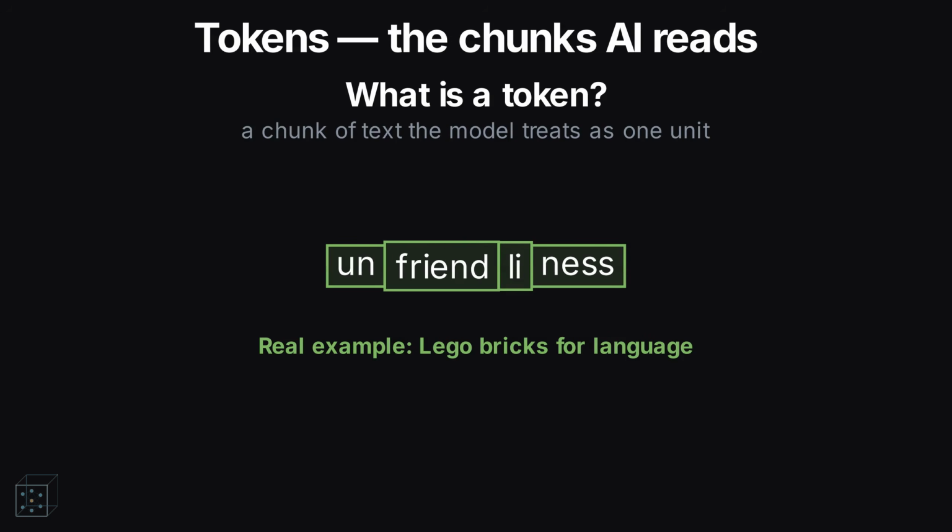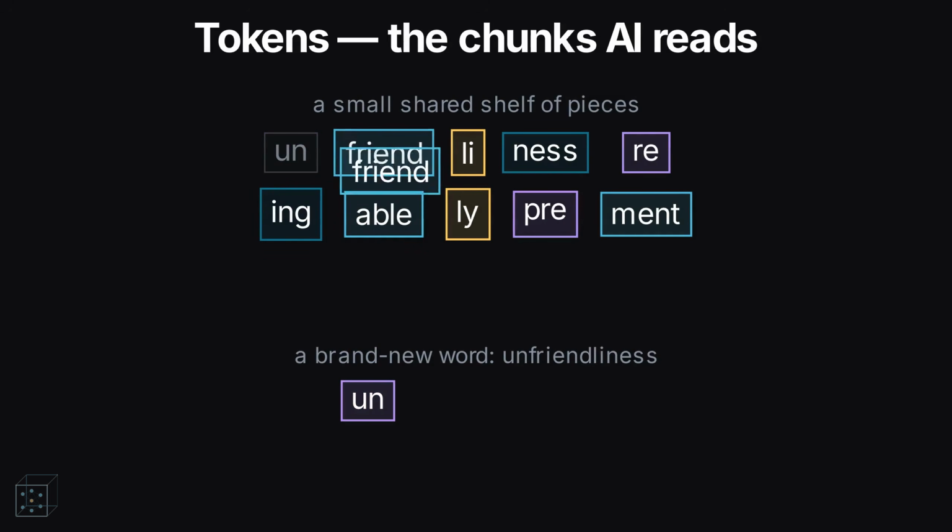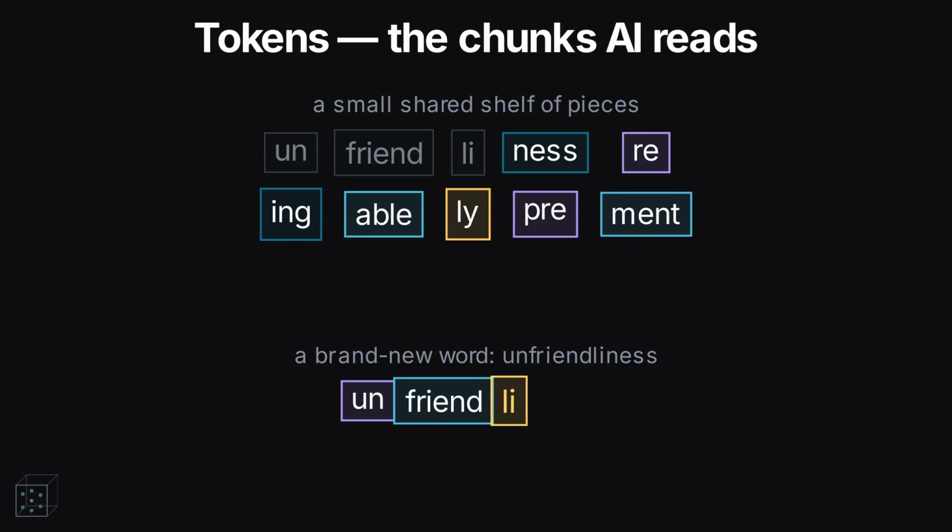Why fragments? Because it keeps the vocabulary small and flexible. The model never saw the word unfriendliness before. No problem, it builds it from pieces it does know. Un, friend, ly, ness. Rare and brand new words just snap together from familiar bricks.